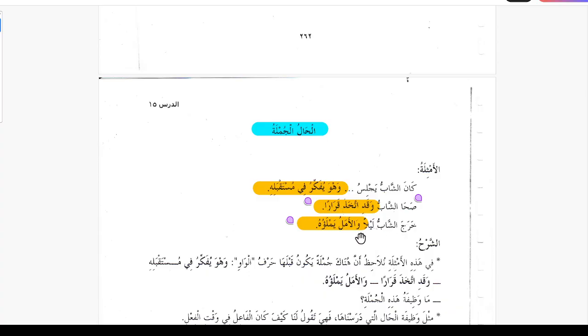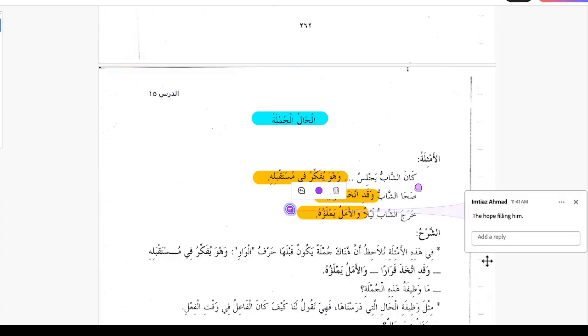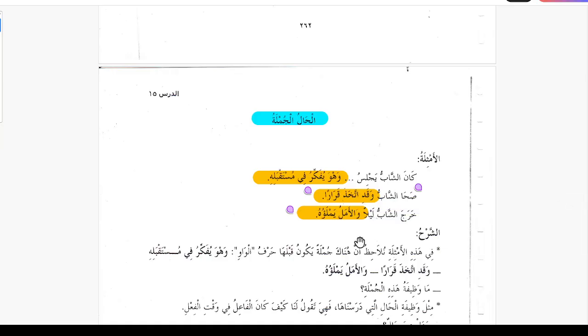Kharaja shabu laylan wal amlu yamluhu. The man left in the night with full hope. So al amlu is the hope, and yamluhu, filling him. So hope was filling him, or with full hope. So here the whole sentence is giving you the hal of the fa'il.